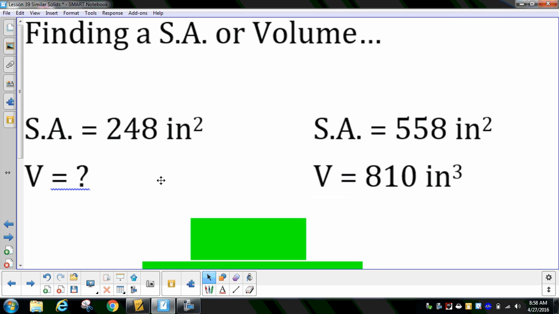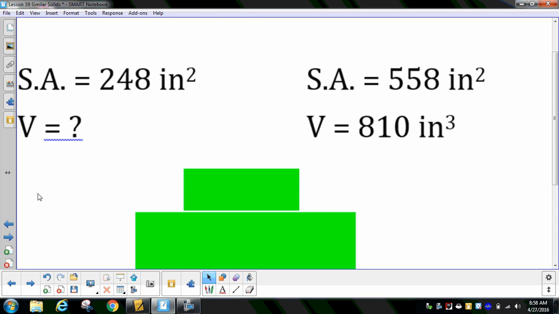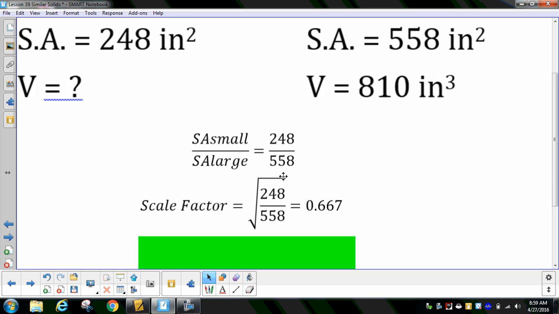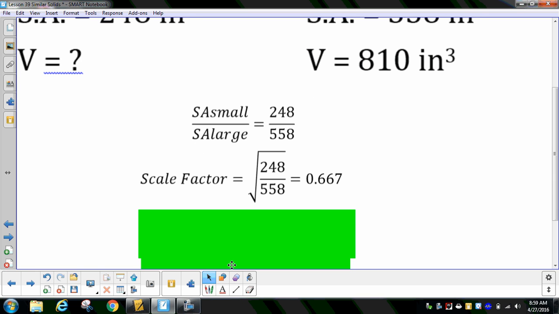So we can use that information here. If we have a surface area and volume of one similar solid, and then in this example the surface area of the other, and we want to know the volume, we can write the ratio of surface areas, since we know them. Right now we're going to just try and find the scale factor just like we did in the last one. So we will square root those surface areas and find the scale factor to be 0.6 repeating.